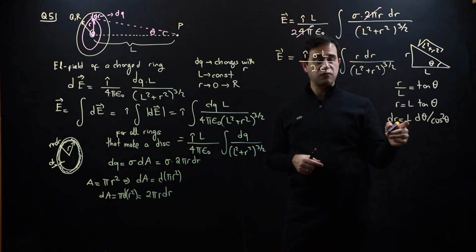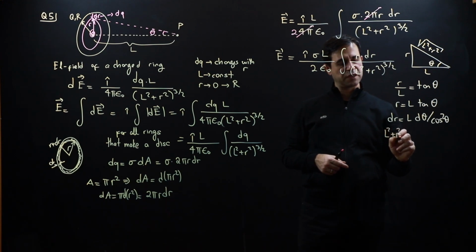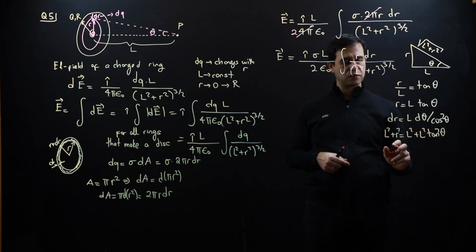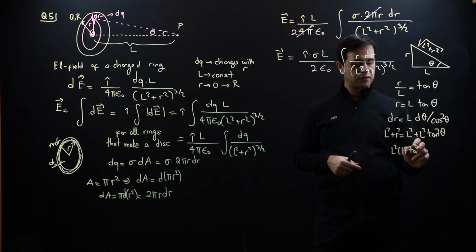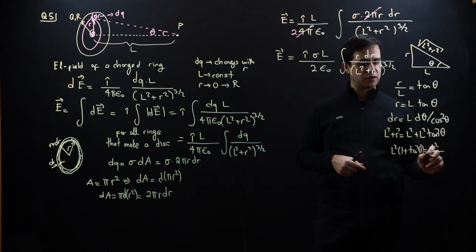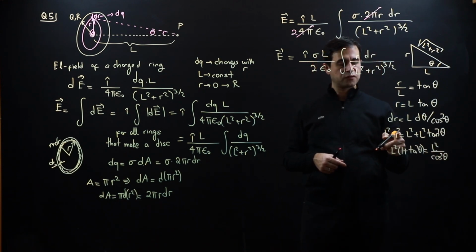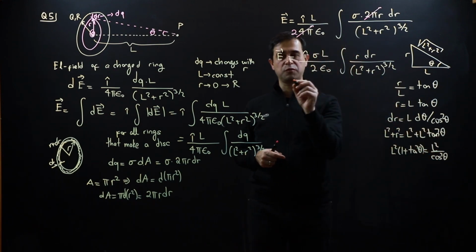Another identity that we used in the previous question, remember, was L squared plus R squared. L squared plus R squared becomes L squared plus, instead of R, I replace it with this, which is L squared tangent squared theta, right? And if I take L squared out of parentheses, this becomes L squared times 1 plus tan squared theta, which was L squared divided by cosine squared theta. And hence, L squared plus R squared to the 3 halves power, I can get rid of the square root by this square. So let me write it here.